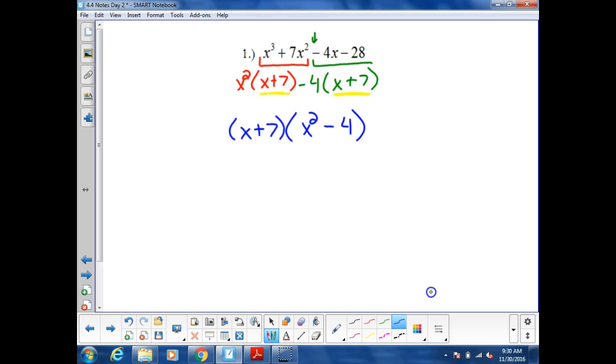Okay? Right? Am I factored completely? No, why not? X squared minus 4, this is a perfect square, that's a perfect square, and that's a subtraction sign. So to end this off, we would go x plus 7, x minus 2, x plus 2.